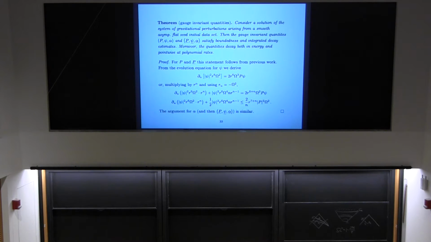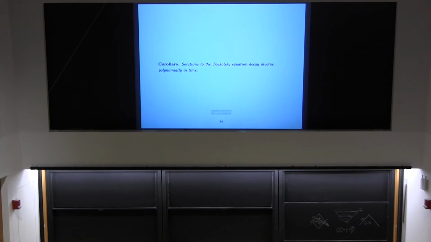Okay, and then you go one step up in the hierarchy. You do the same argument for alpha in the role of psi and psi in the role of p, and you get decay for alpha. Okay, so that gives you in particular the following corollary, that solutions to the Teukolsky equations decay inverse polynomially in time, which was something that was not known before.